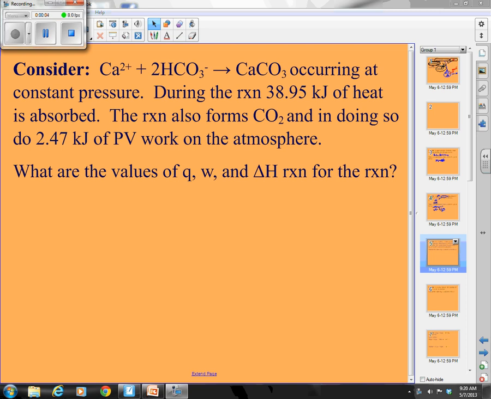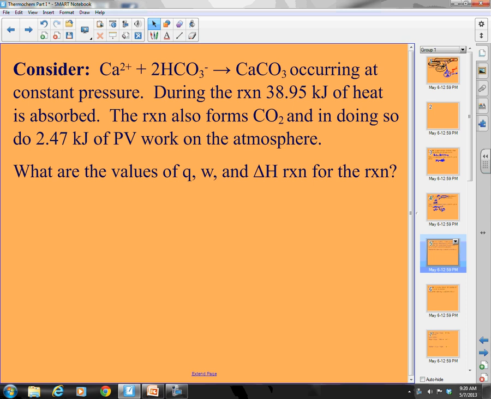Well, good day, y'all, and let us continue on our mission to understand thermochemistry. And let us take a look at this. Consider this reaction. I have my calcium ion, and it's reacting with hydrogen carbonate to form calcium carbonate. And this occurs at constant pressure. And during this reaction, some heat is absorbed, 38.95.